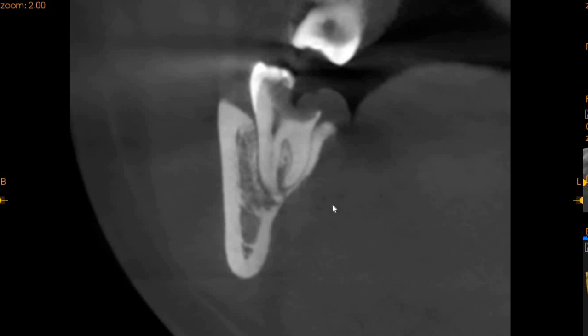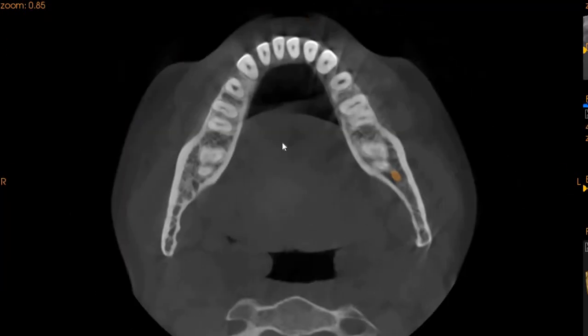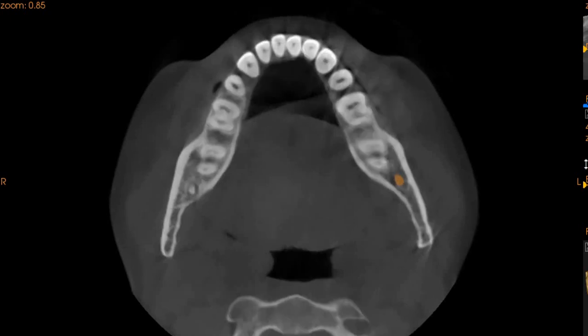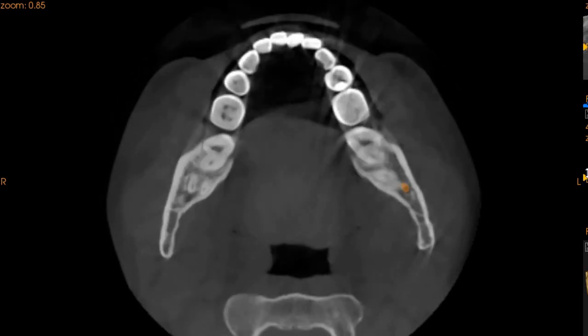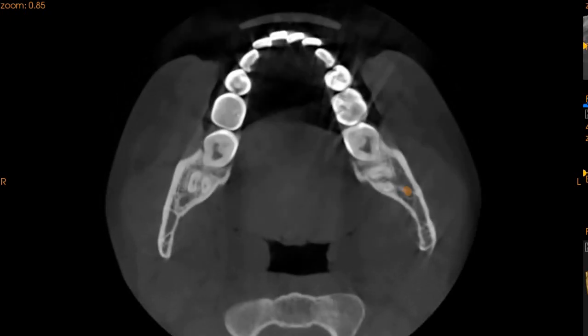This tooth is grossly carious. This is going to be a very technical extraction for the doctor. As we move to the axial view, on the axial view, this is the right hand side. This is the inferior alveolar nerve canal. Here we can see that from the top, this is the tooth, grossly carious. As we are moving inferiorly, we can actually see right here.